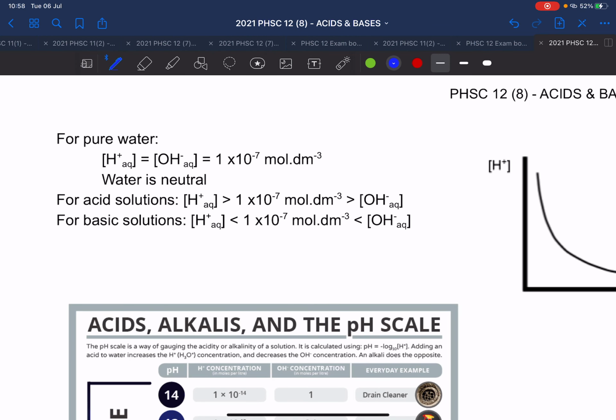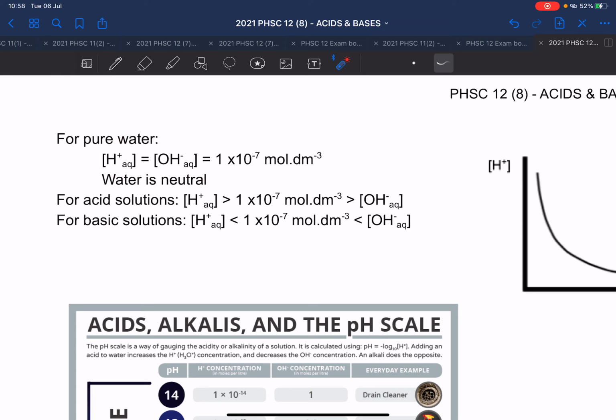Okay, so vir suiwer water, vir pure water, omdat hy opbreek eweredig, because it splits up equally, the concentration of hydronium and the concentration of hydroxide will be the same. So, minus 7 plus minus 7 geef jou minus 14.